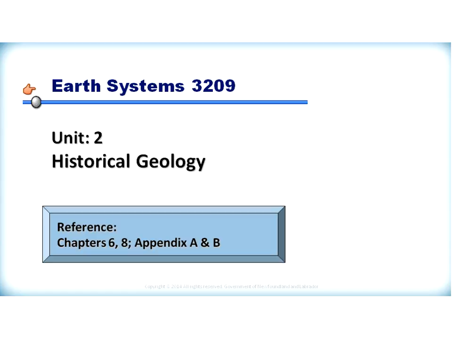Earth Systems 3209, Unit 2, Historical Geology. Text references can be found in Chapter 6, Chapter 8, Appendix A, and Appendix B.